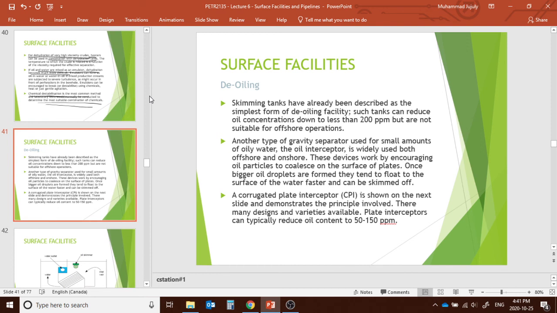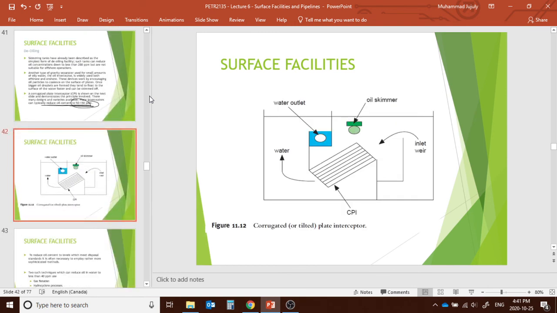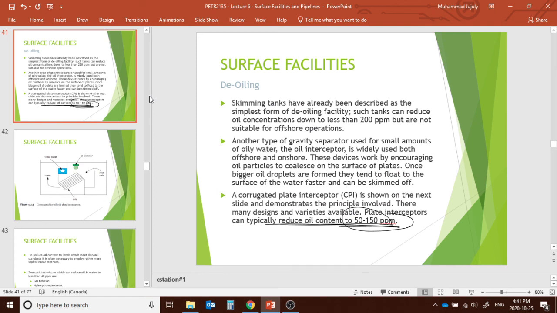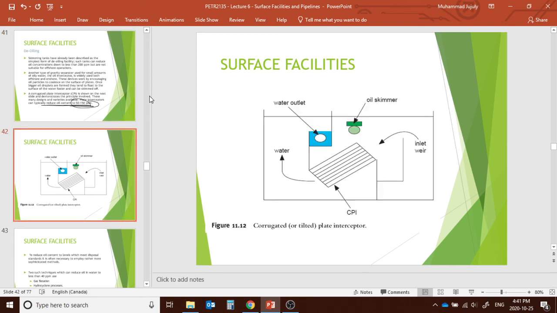De-oiling is another important part. Remember that we need to reduce the oil content to 50 to 100 to 150 ppm. So this is our goal. That's why the water we need to throw out should not have the oil content. So that's why we do the de-oiling, through the oil skimmer.